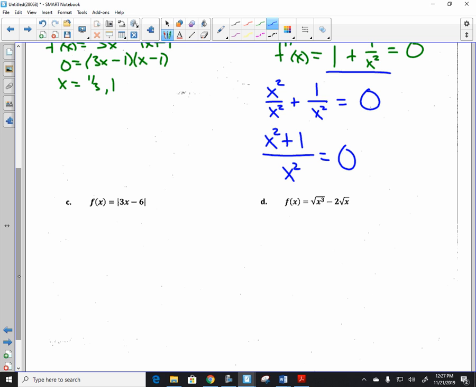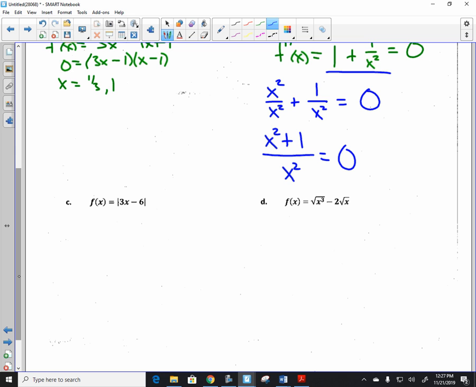This is something you're going to do a few times. Important to think about. I look at it. Is it equal to 0 when the top is 0 or when the bottom is 0? When the top is 0. When the bottom is 0, it's undefined. Is the top ever equal to 0? No.